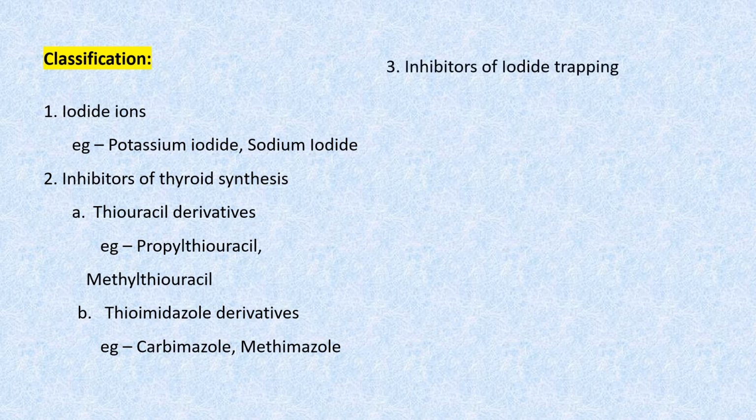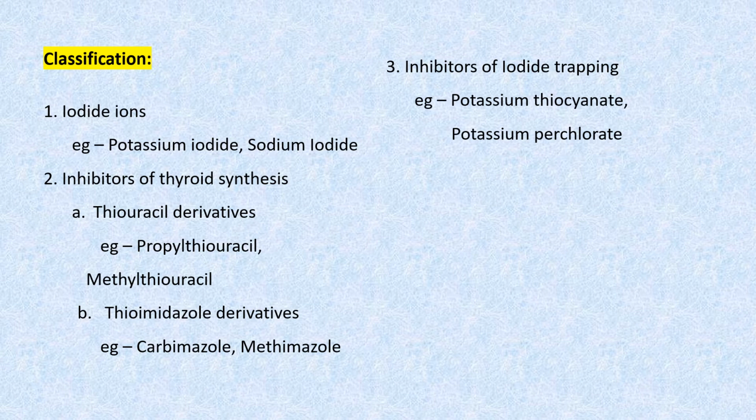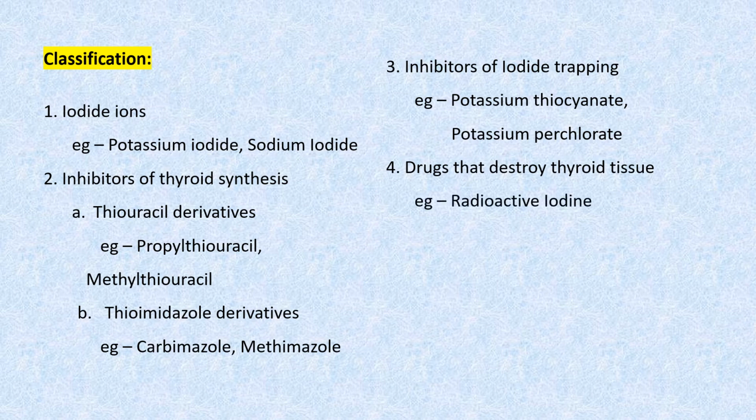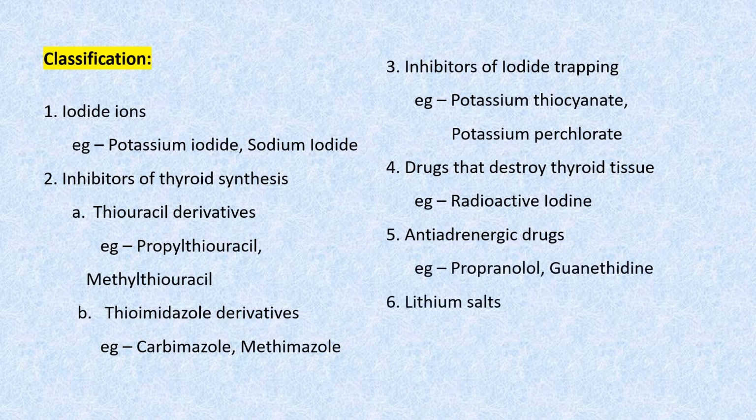Third, inhibitors of iodide trapping. Example: potassium thiocyanate, potassium perchlorate. Fourth, drugs that destroy thyroid tissue. Example: radioactive iodine, that is I-131, which you have studied in pharmaceutical chemistry 1. Fifth, antiadrenergic drugs. Example: propranolol, guanethidine. Sixth, lithium salts. Example: lithium carbonate.